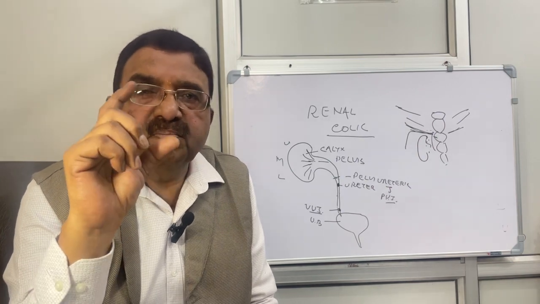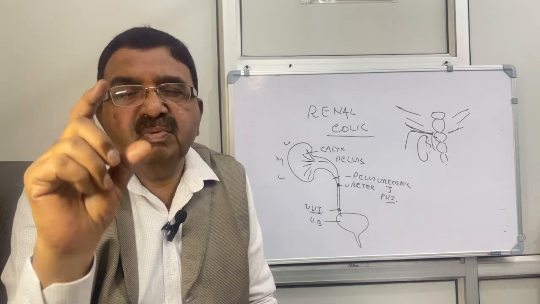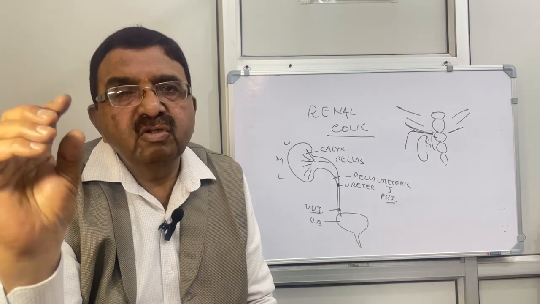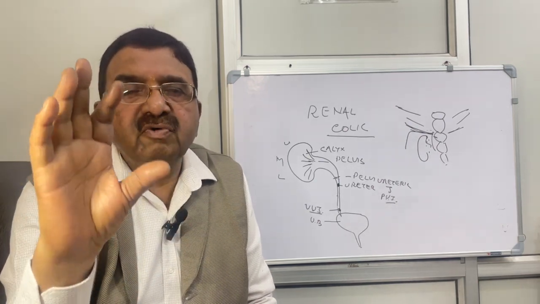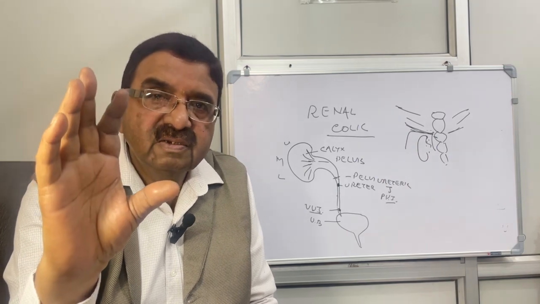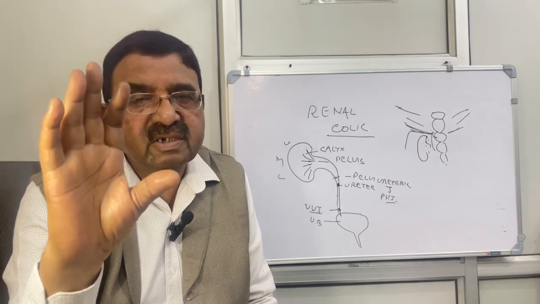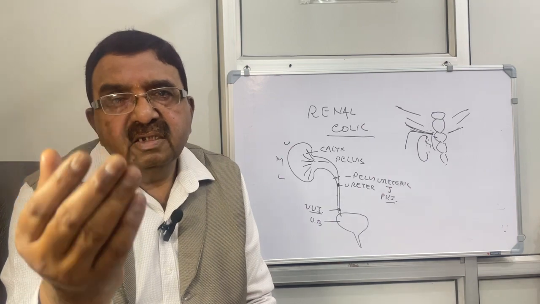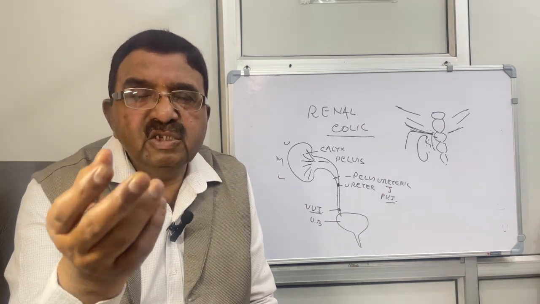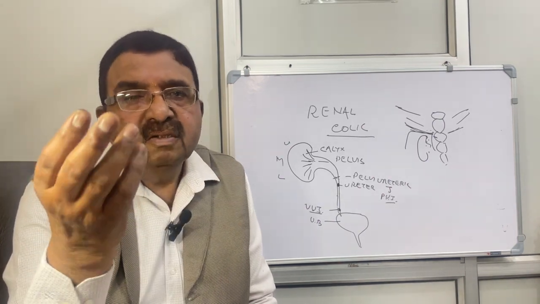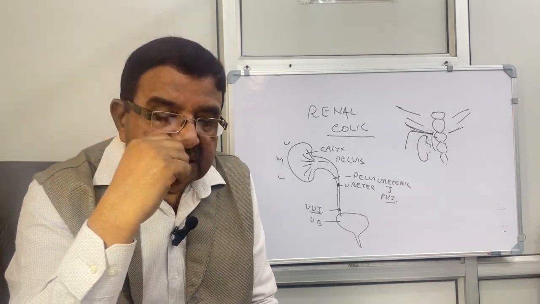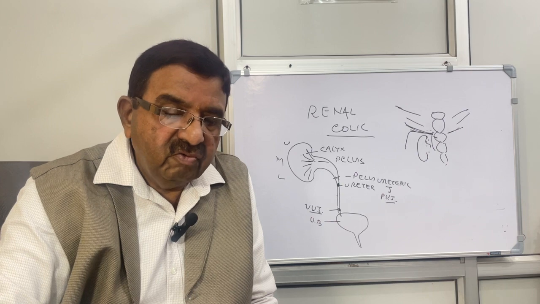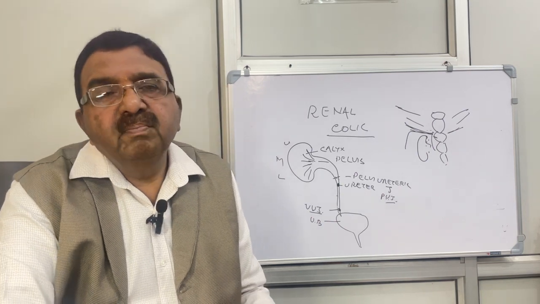Most important is pain, which is very severe, spasmodic, associated with nausea or vomiting, and that may last for 20-60 minutes to 2 hours. It has a sudden onset. Second is hematuria. Third is dysuria. Fourth is urgency. Fifth is burning micturition. And sixth is increased frequency of micturition.